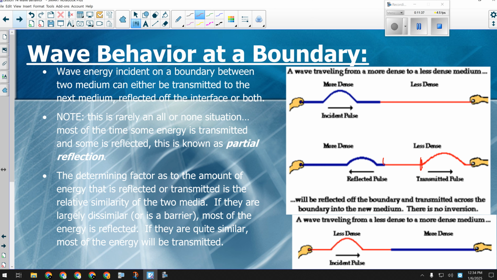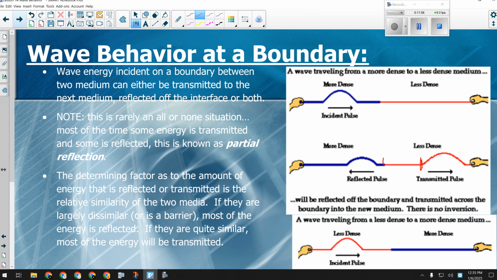Here's how I'm going to test this on a test so that you know. I'll give you pictures before and after a wave encounters a boundary. And you're going to have to look at the properties of the wave as well as the properties of the reflected wave to tell me whether the wave went from a more dense medium to a less dense medium.